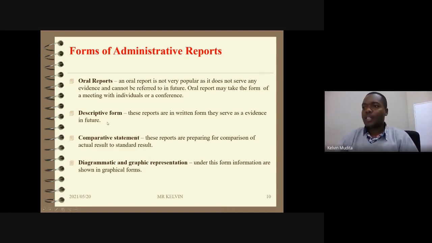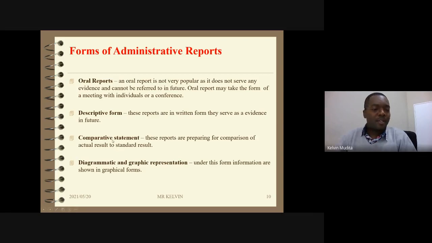That is a descriptive form, where you actually write a description of what happened. Maybe there was a COVID-19 case in your department or your unit. You write a descriptive report explaining how the person contracted COVID-19.